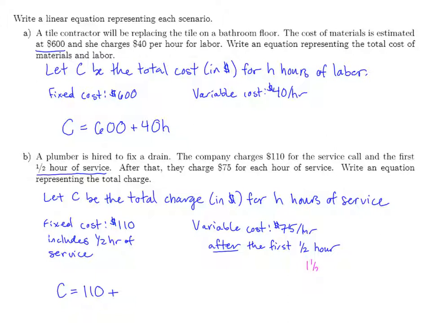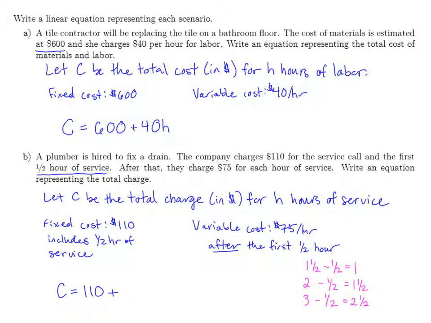If they stay for an hour and a half, then we would subtract that first half hour and have 1 hour for which we're charged. Let's say they stay for 2 hours. Then subtracting that first half hour, we'd be paying for 1.5 hours of service. Let's say they stay for 3 hours. Let's hope not, but let's say they stay for 3 hours. That'd be 3 minus 1/2, and we'll get 2 and 1/2.